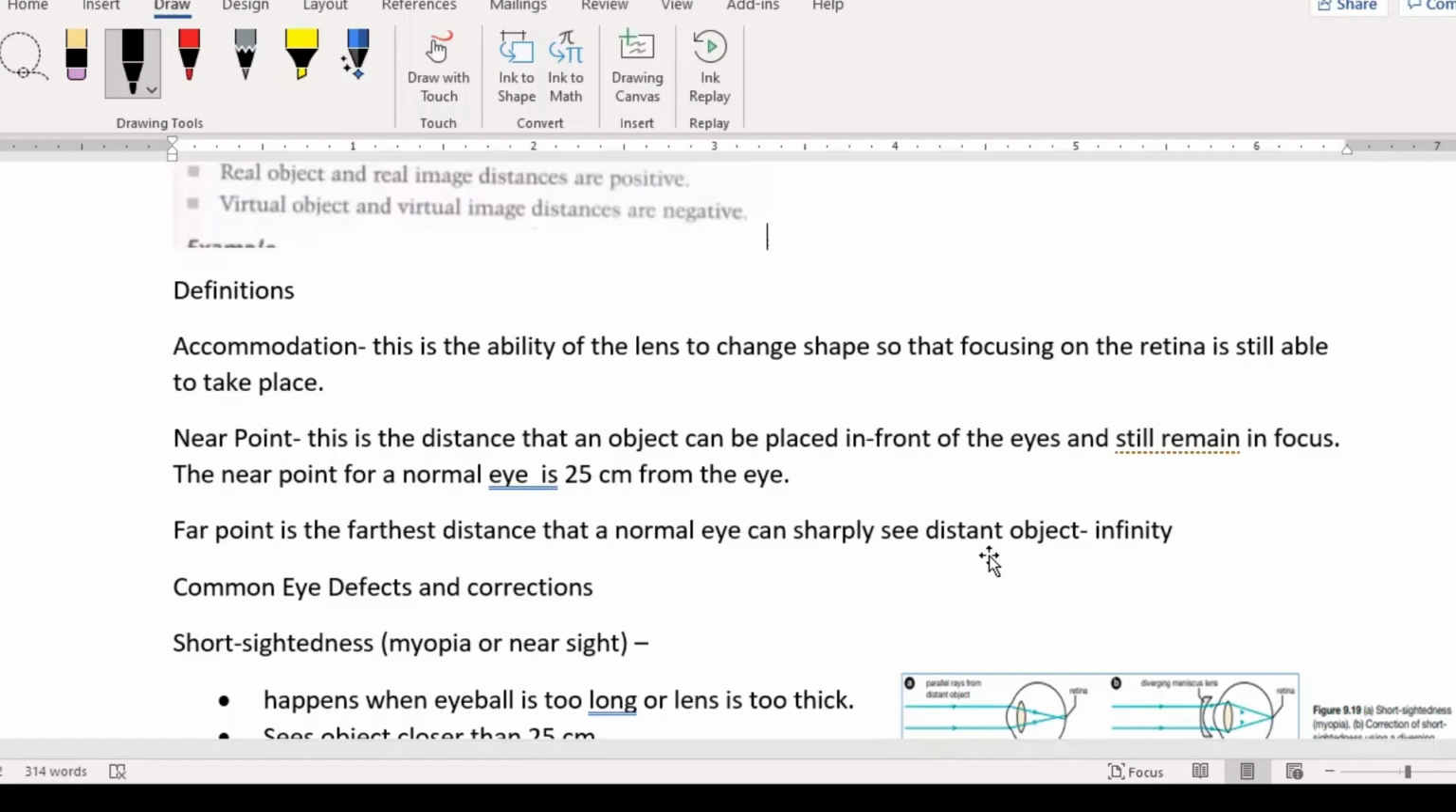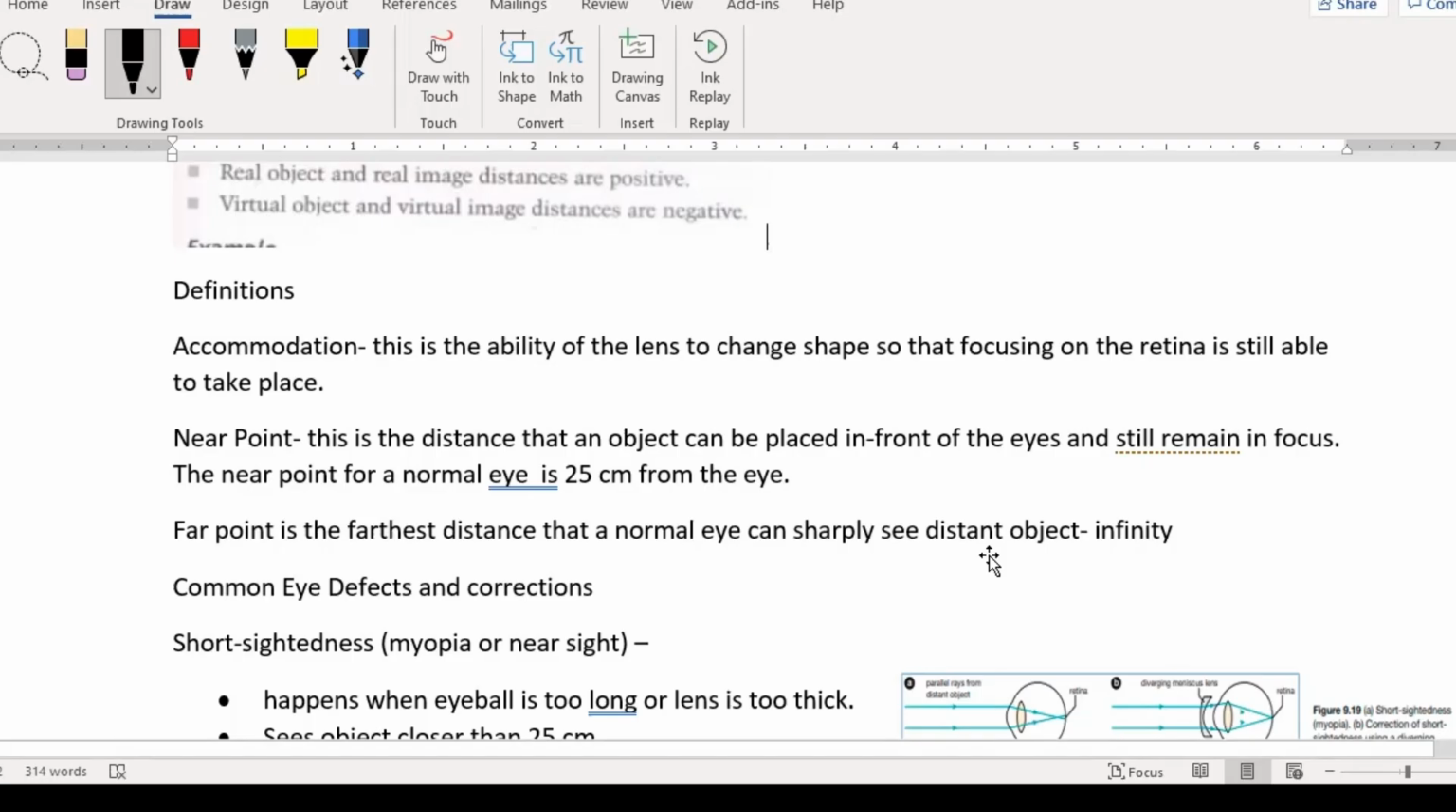So accommodation is just the shifting of the lens so that it focuses images properly on the retina. That's simply what it is, so bear that definition in mind. There's something we call the near point, all right? If you were to take your hand without blinking and bring it all the way towards your eyes, you'd find that your hand becomes blurry as you get closer and closer.